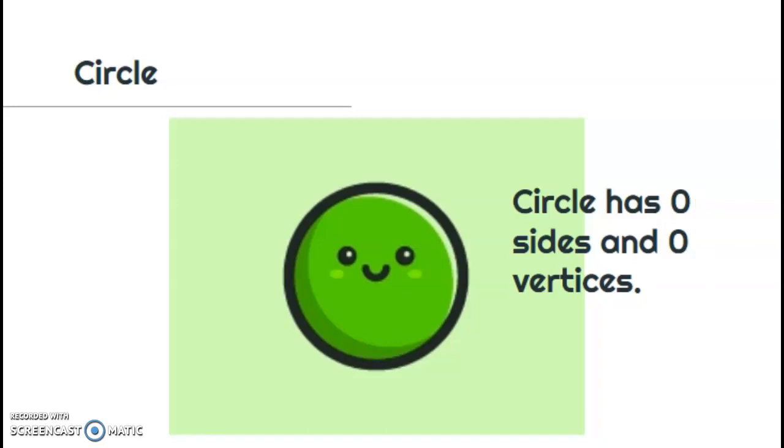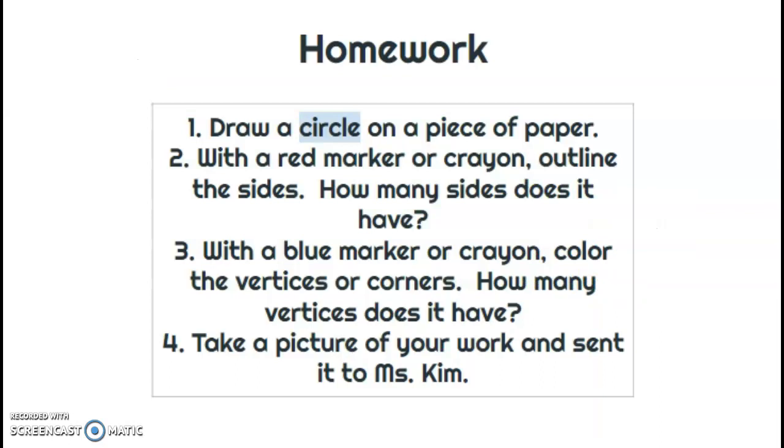Another way that we can say that is a circle has no straight lines, so it has 0 sides, and it doesn't have any straight lines to make corners, so it has 0 vertices. So it has no sides and no vertices. Today's lesson is really fast because it had 0 of each feature. It didn't have any of them.